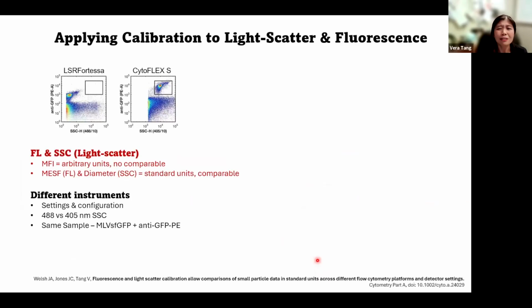But why else would you want to do this aside from being a flow cytometry nerd who wants to know the limit of detection of everything? It has a lot of biological implications as well. So how do you apply this?